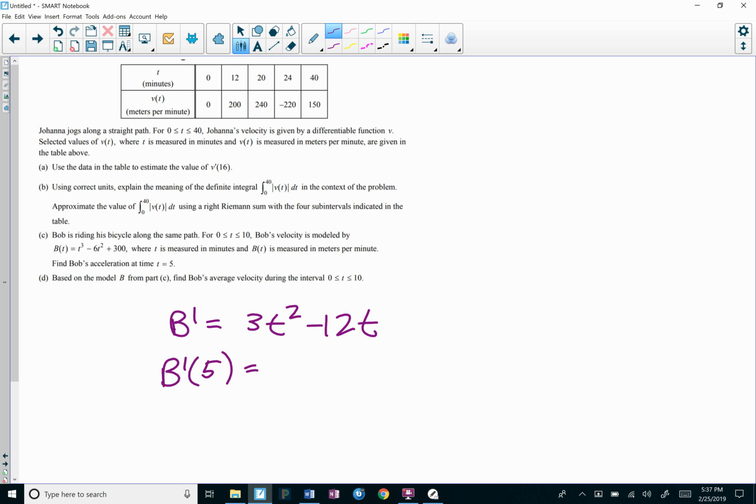So just watch your little errors. Plug in. I end up getting 15 meters per minute squared. Okay. And that was worth 2 points. 1 for the derivative, 1 for the answer.